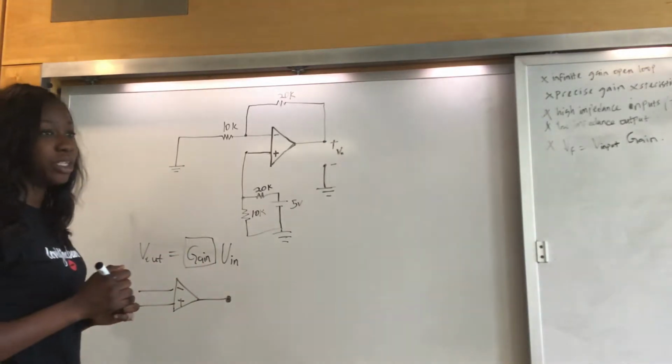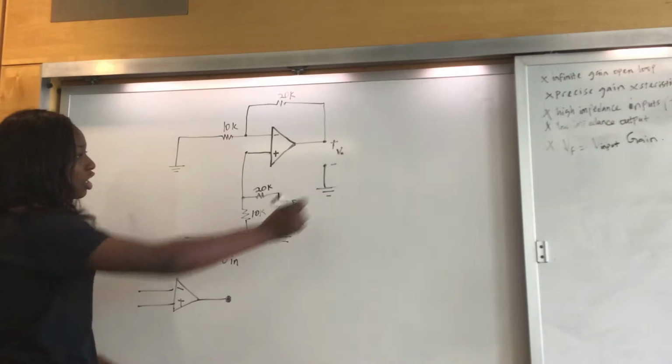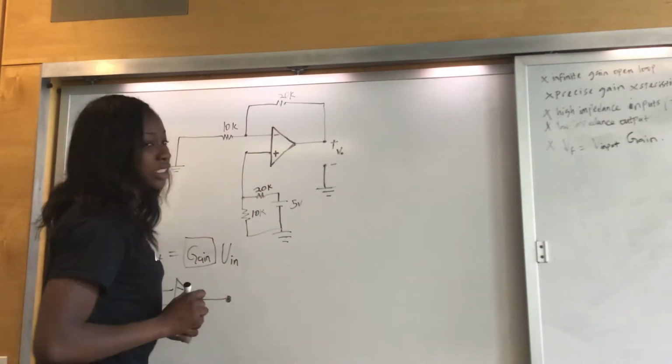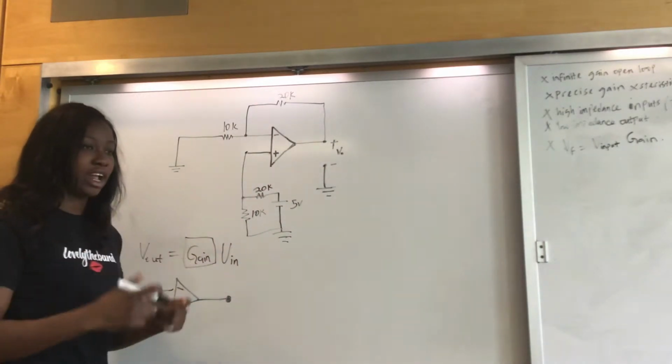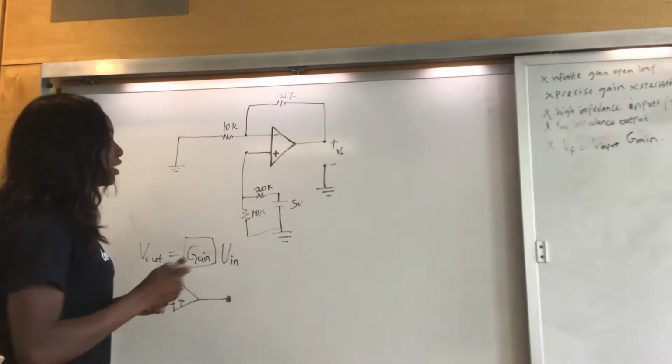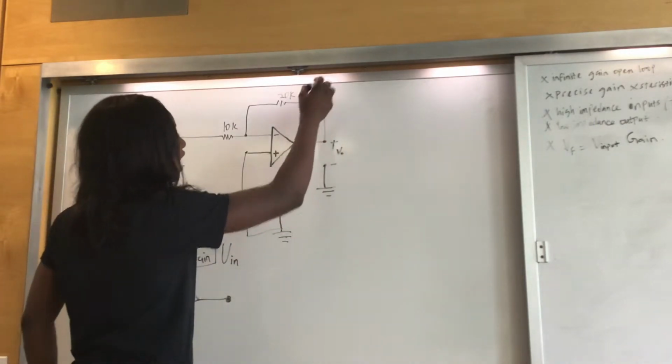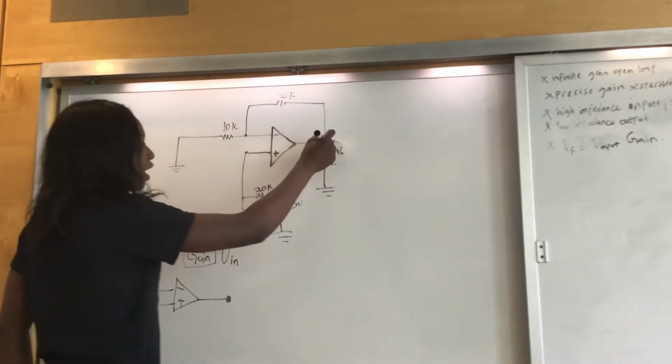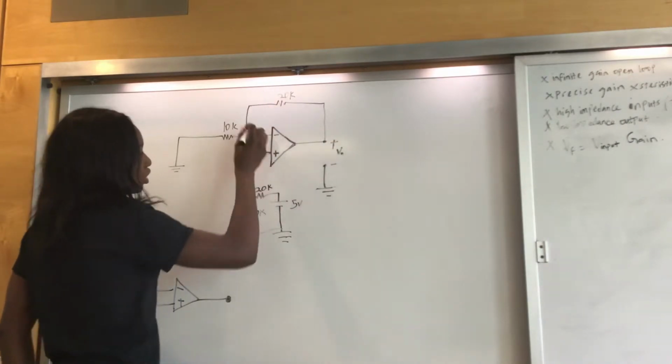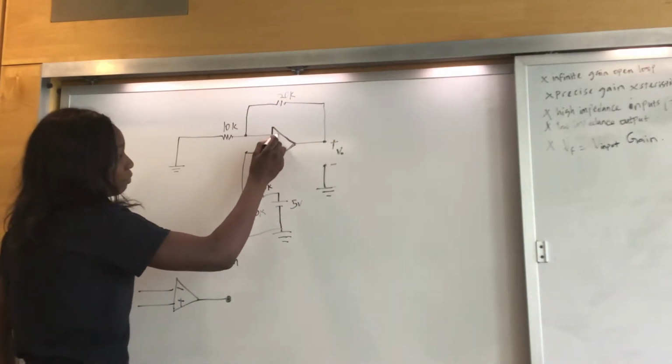And to do that, what we do is attach a negative feedback to our operational amplifier, which is what inverting amplifiers do. So what we do is attach a negative feedback, which means attaching a resistor from the output value back to the negative part of our input values.